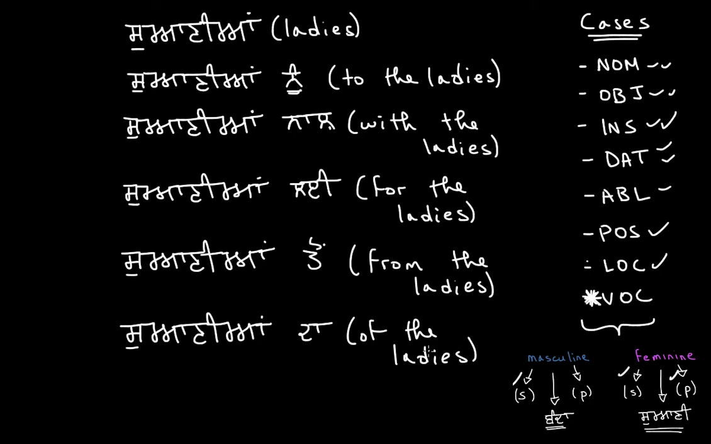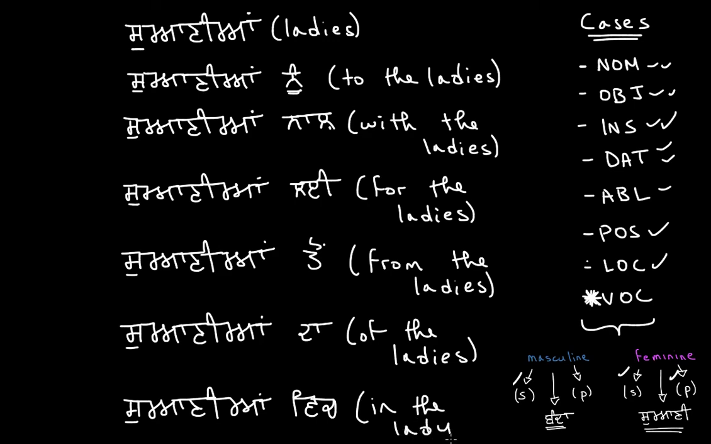Now our last one, which is the locative case, would be inside the ladies. So that would be Swarniya vich. As I said, this would be in the ladies. This could be kindness, this could be intelligence, whatever it is that you want to say that's inside the ladies. Okay, so those are all the seven cases. I'm not going to talk about the vocative case here because it doesn't really apply.